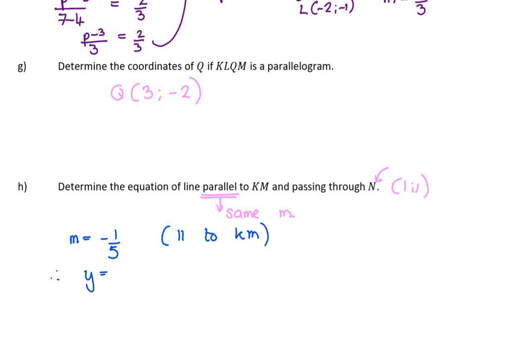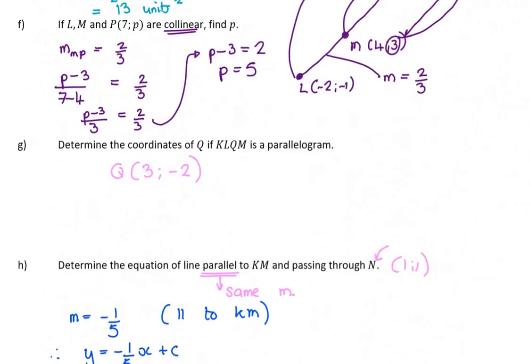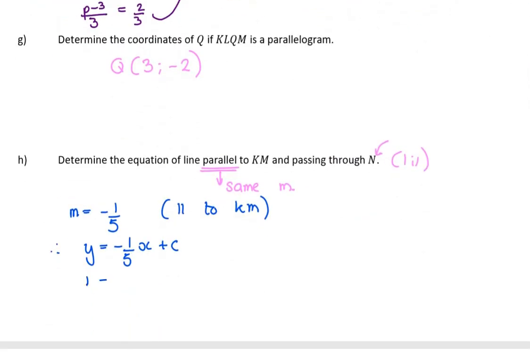Therefore, my equation is y = -1/5 x + c. And I'm pretty sure that N is the point (1, 1). I hope it is the point (1, 1). So if I substitute in (1, 1), so 1 is equal to -1/5 times 1 plus c, I get c is 6/5. So therefore, that equation would be y = -1/5 x + 6/5. So a good reminder of parallel lines and what that means, the same gradient.